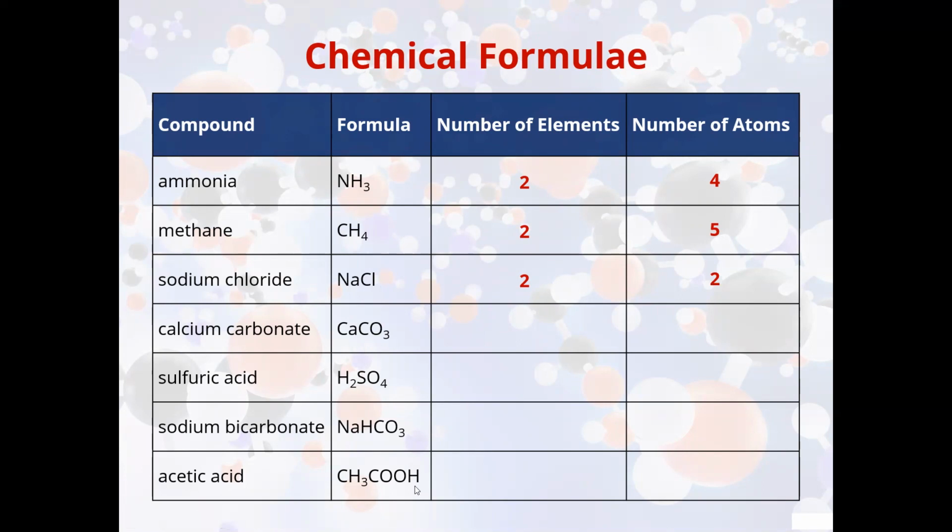Over here, you have your calcium, your carbon, and your oxygen. So the number of elements will be 3. Remember, don't look at the lowercase letters, only at the capital letters. And the number of atoms, you got 1 for calcium, 1 for carbon, so that's 2, and 3 for oxygen, so that's 5. Number of elements here, you got hydrogen, sulfur, and oxygen, so it is 3. The number of atoms is 2, 3, and 7 if you add them all together.